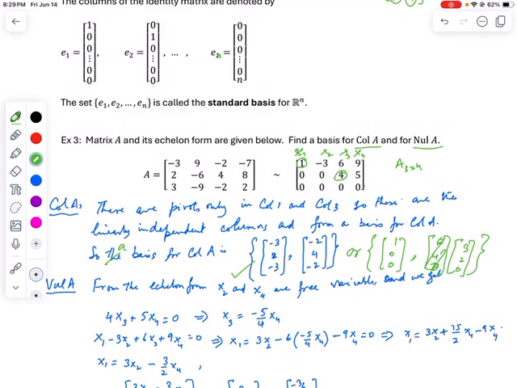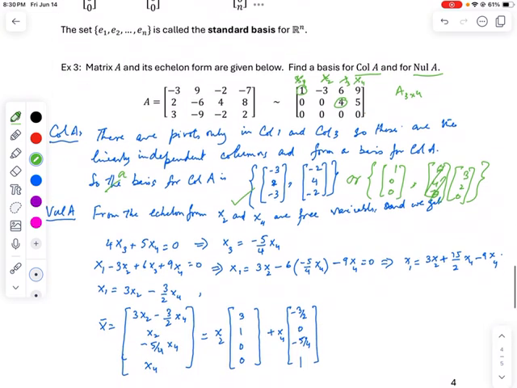Now we should be able to write the rest of the variables in terms of those free variables. The other variables would be X1 and X3. So we should be able to write X1 as a linear combination of X2 and X4, and also X3 as a linear combination of X2 and X4. So we try that.